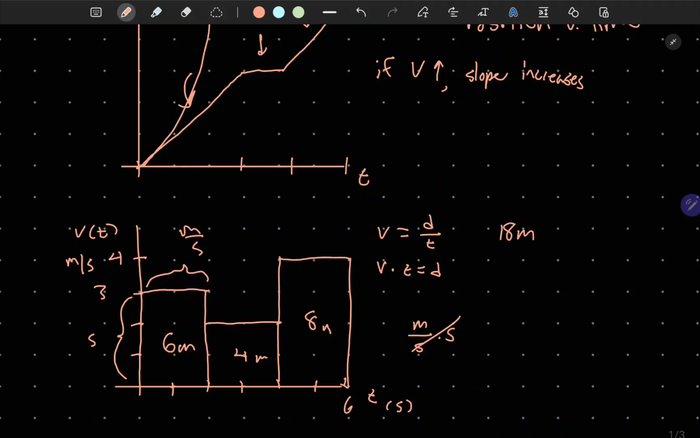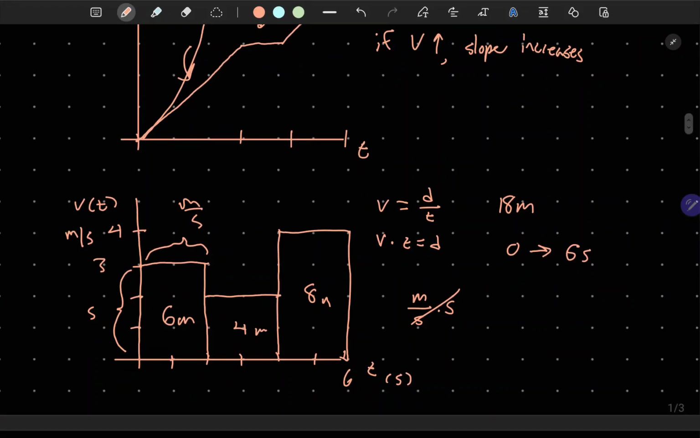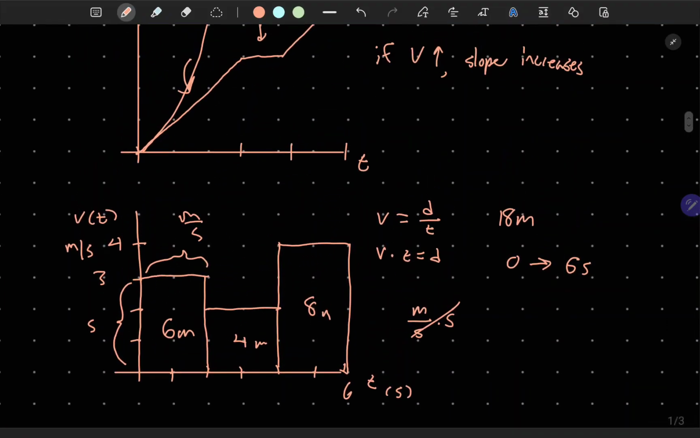But the thing about this 18 meters is this is the total distance traveled between 0 and 6 seconds. And if you've taken a calculus course, what basically I'm saying in a fancy way is the area under the curve of a velocity versus time function, area under it, so the integral sign, right? If you do that, is equal to distance traveled.